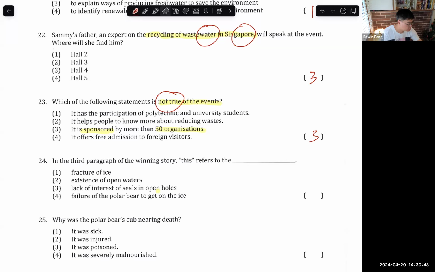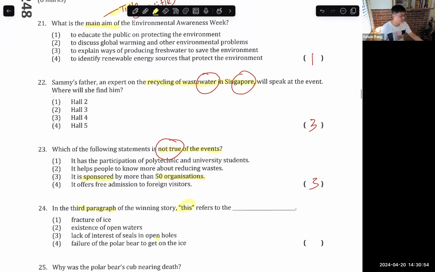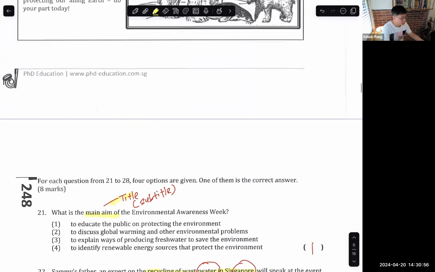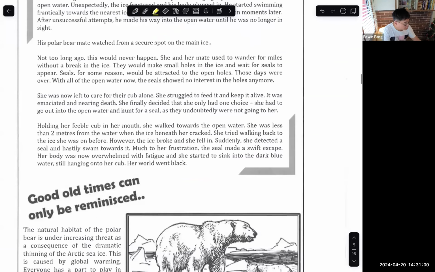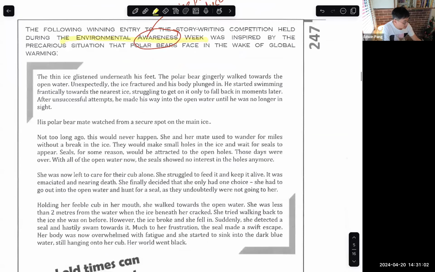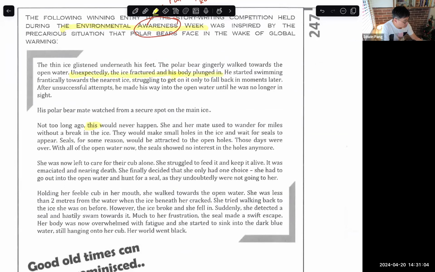Yeah. And then the next one, third paragraph, this refers to, what does it refer to? So let's go back up to the third paragraph, okay? And then let's look at this here, and then let's connect that to unexpectedly the ice fractured and his body plunged in. This is the polar bear, right? And this is what is never going to happen, right, in the past, okay? So this would never have happened in the past.